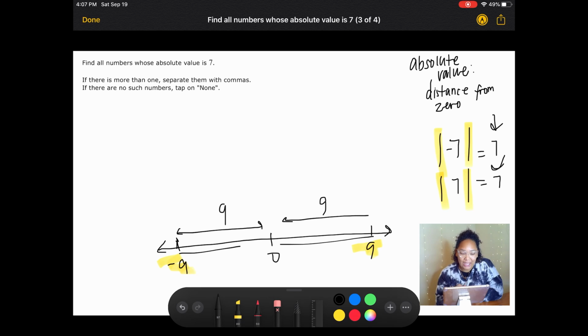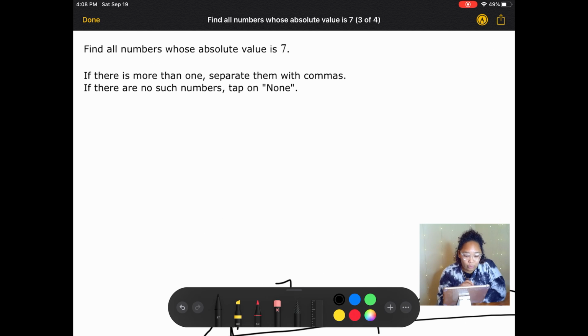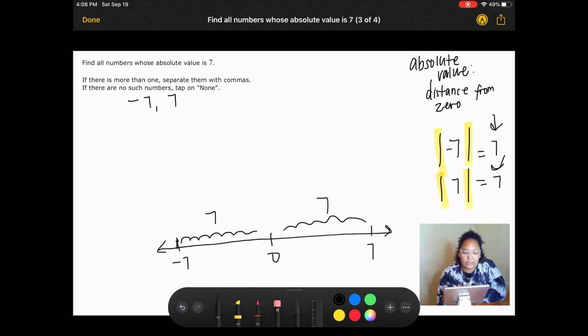So when it asks you to find all the numbers whose absolute value is 7, it's saying, how many numbers have to travel a distance of 7 to get to 0? Well, you have 7 and you have -7, because they would all be 7 distance from 0. So the answer here is -7 and 7. When you write it, make sure you put -7, 7.